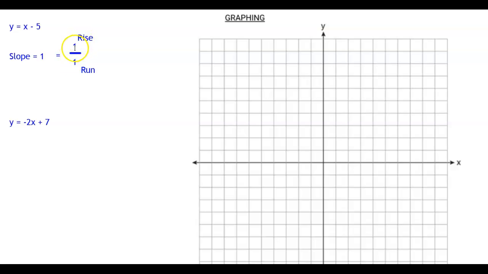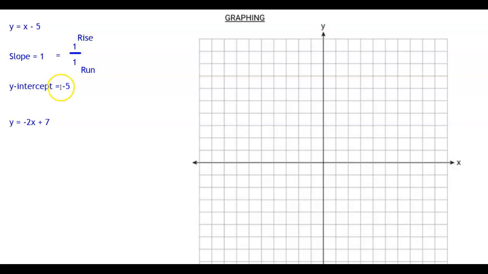So my rise is 1, I'm going to go 1 unit up, and my run is 1, I'm going to go 1 unit to the right, starting from the y-intercept. Speaking of the y-intercept, let's identify the y-intercept. In this case, for this linear equation, it's just the constant term at the end. -5 is the y-intercept. So I can start plotting this right now.